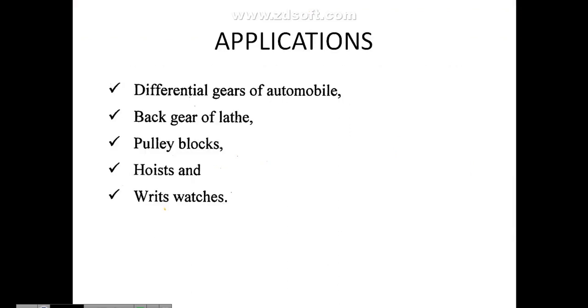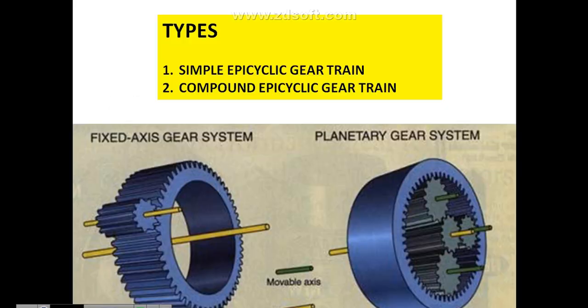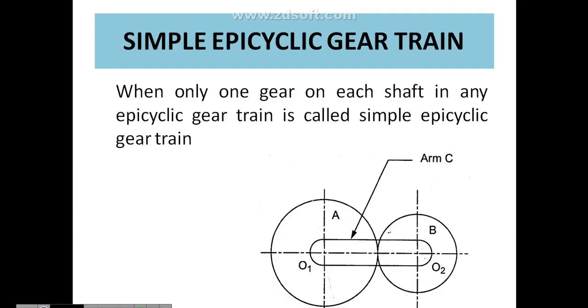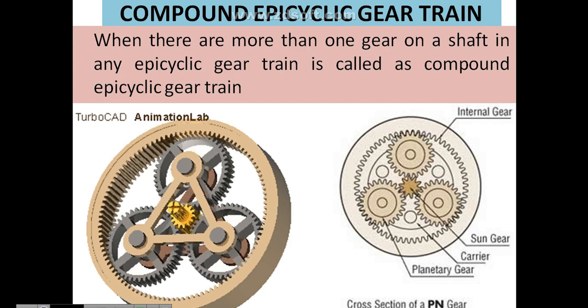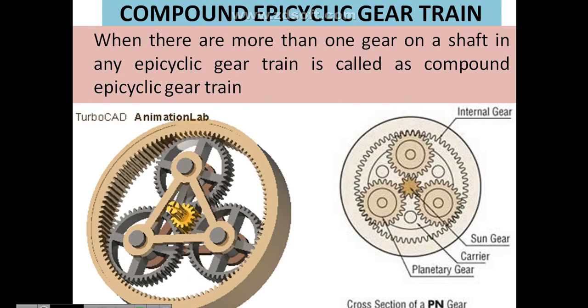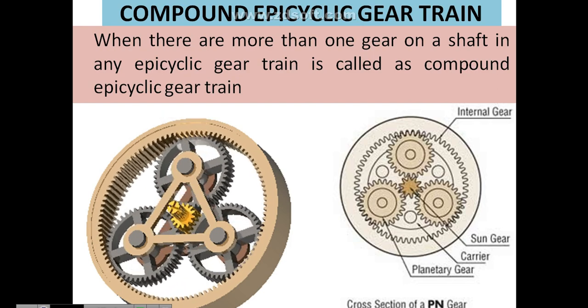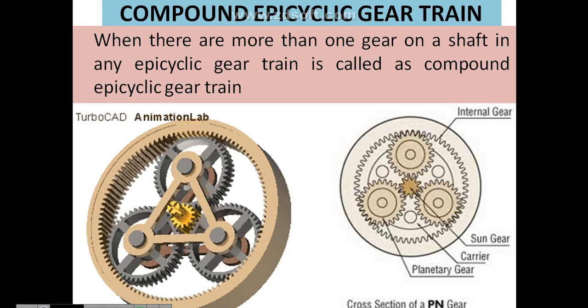The applications are mainly in the differential gears of automobiles, back gear of a lathe, pulley blocks, hoists, wrist watches. The types are simple epicyclic and compound epicyclic. In the simple epicyclic, one gear has external mesh with the other gear by locking a pin, that is the arm, and is known as a simple epicyclic gear train. And coming to the compound epicyclic, this is the compound arrangement when there is more than one gear on a shaft of the arrangement. We mention it as a compound epicyclic gear train.